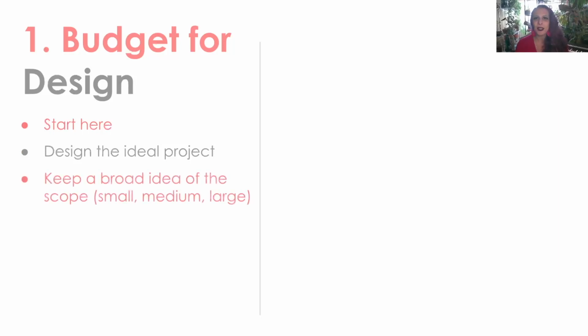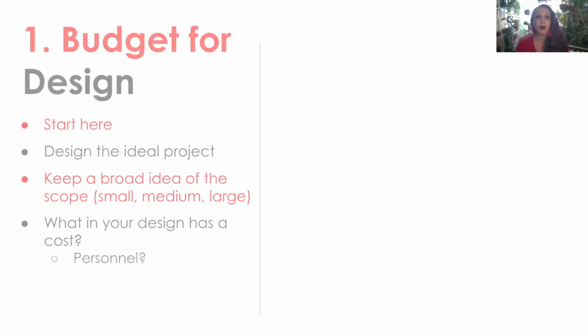So we'll keep in this initial design a broad idea of the scope. Is it a large funding opportunity with many millions of dollars? Is it a small opportunity with $50,000? We'll have these ideas in mind, but we'll still just go broadly into what would be the ideal for us. And then once we get to this ideal design, then we start just marking what has a cost here.